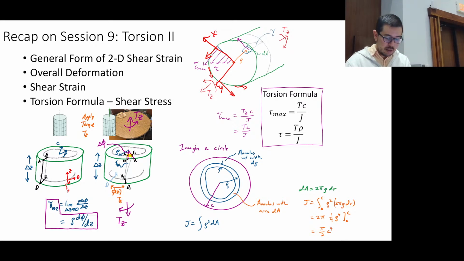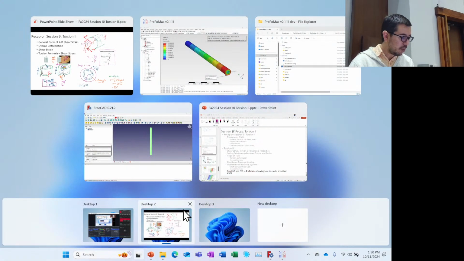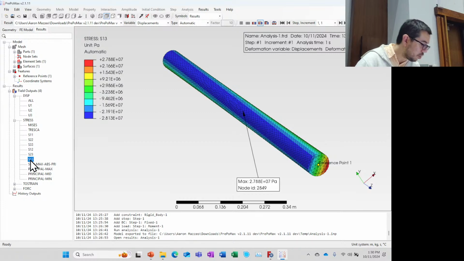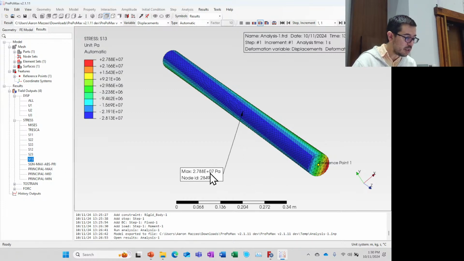Quickly, because we're out of time, and then of course I will make a video for this to describe it. Let's look at S13. So S11 is not useful, S22 is not, S33, no. S12 not really either, because that doesn't involve a Z direction. So I've got to look at S13 and S23. So let's look at S13, all right? And what do we see? We see that it goes in these interesting bands.